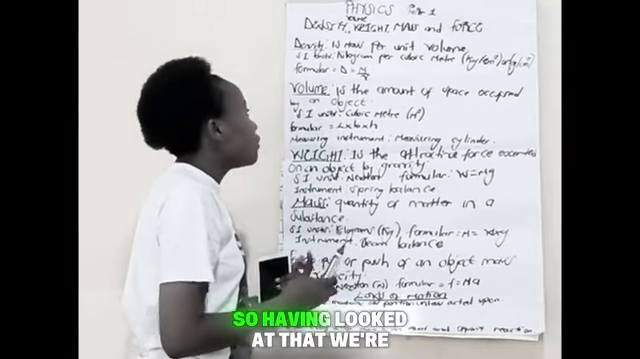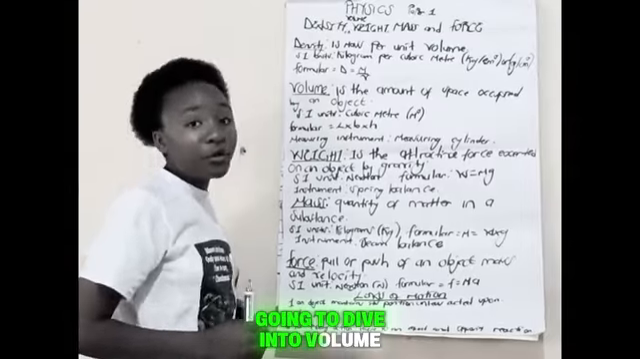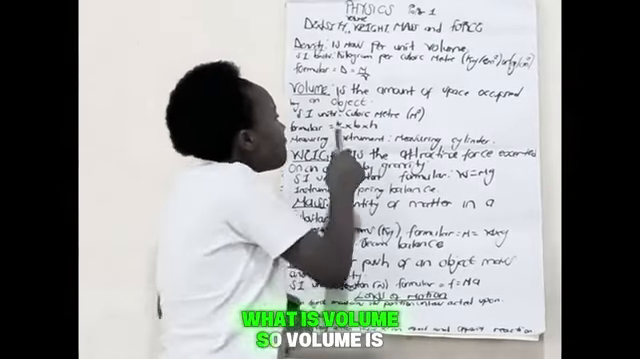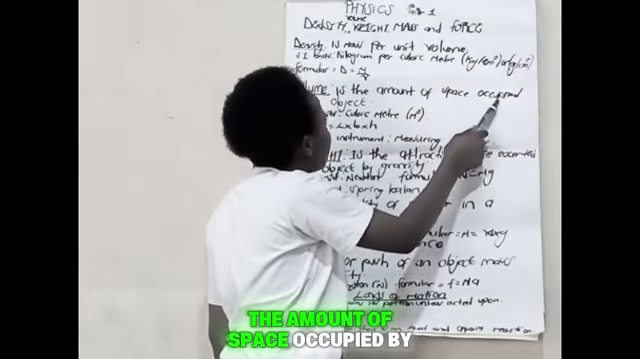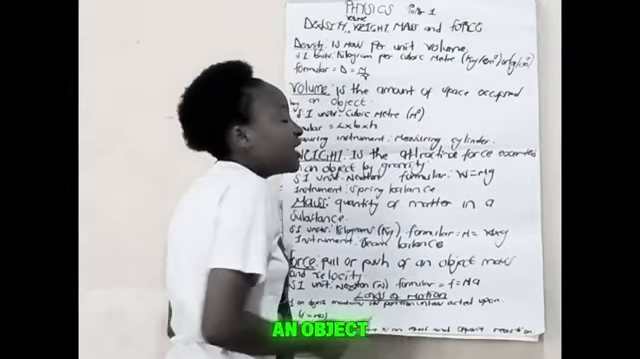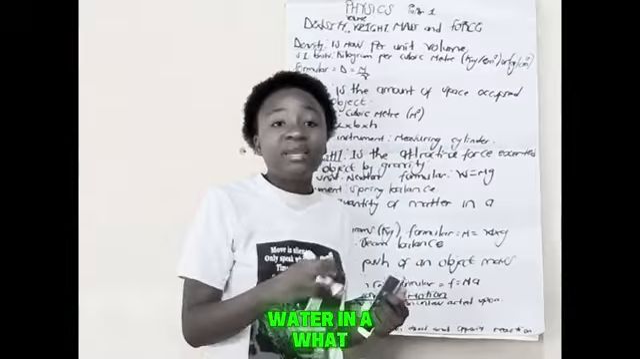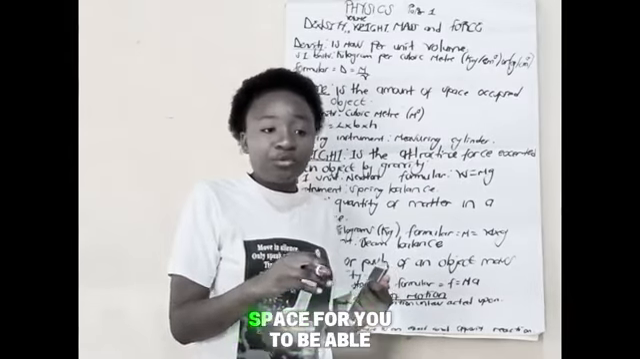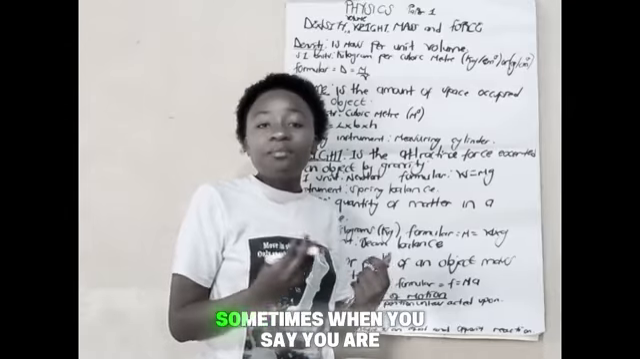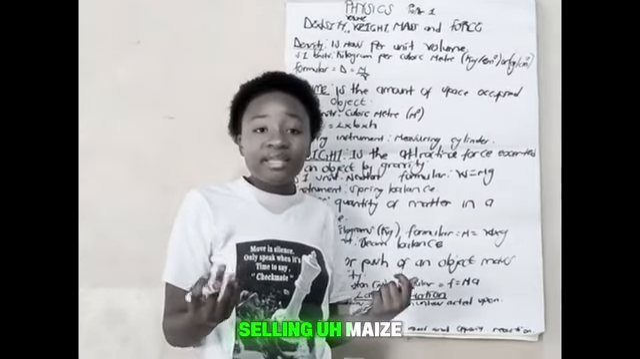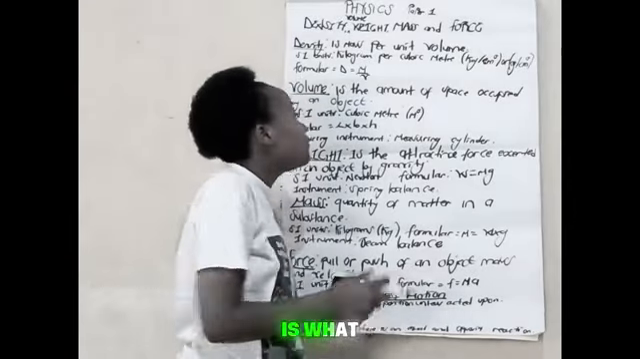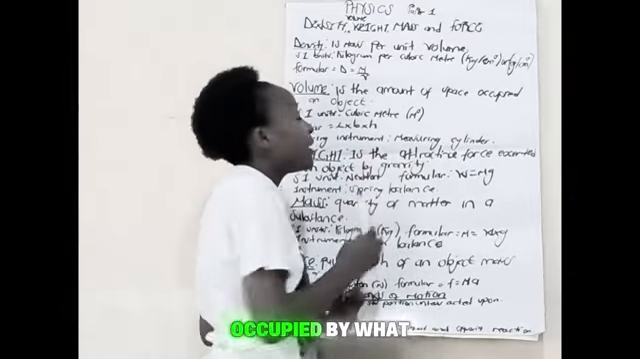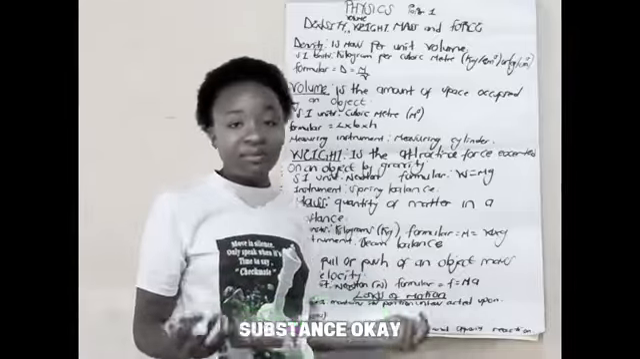Having looked at that, we're going to dive into volume. What is volume? Volume is the amount of space occupied by an object. Let's say for instance you put water in a bucket, that amount of space is what you are able to measure. Sometimes when you are selling maize, the way you measure that is volume, because this is the space occupied by an object or even a substance.